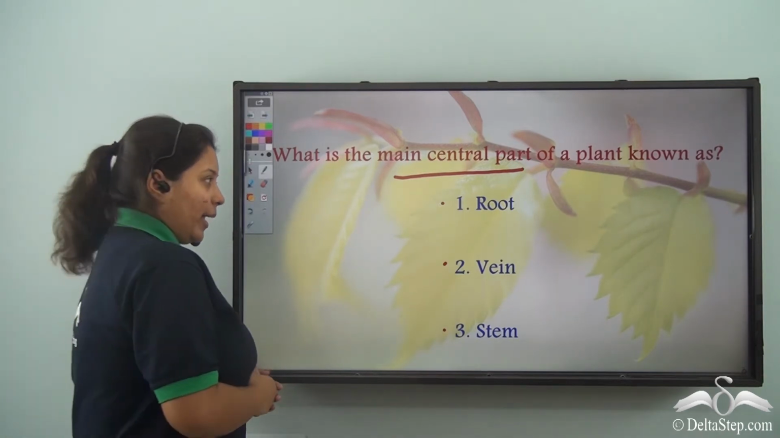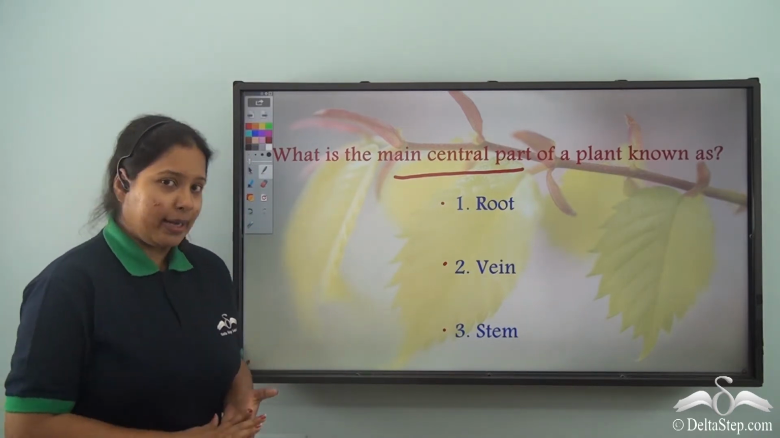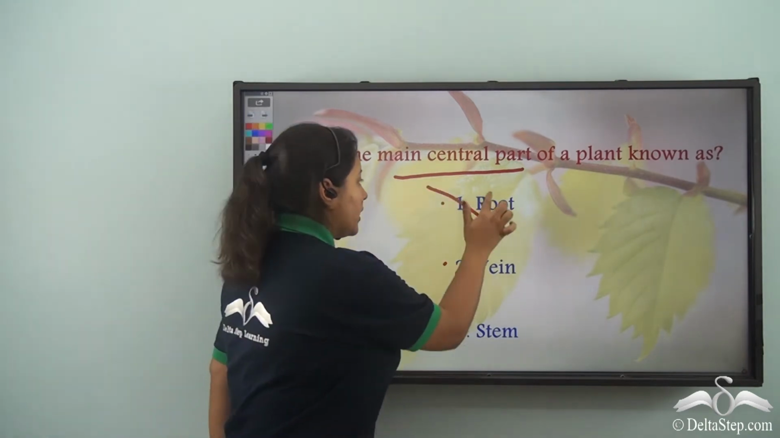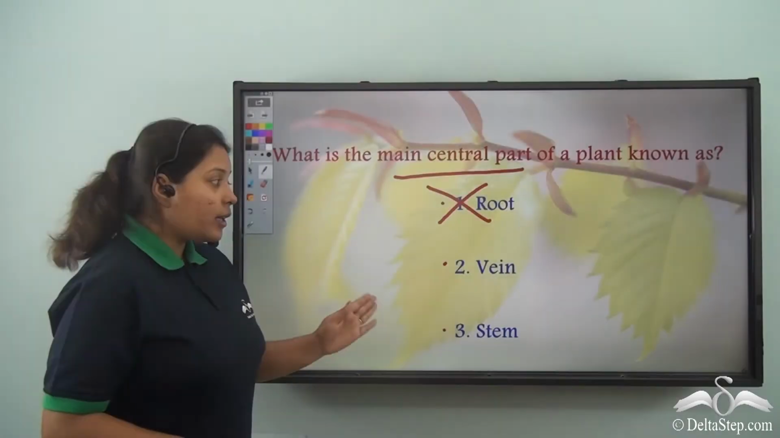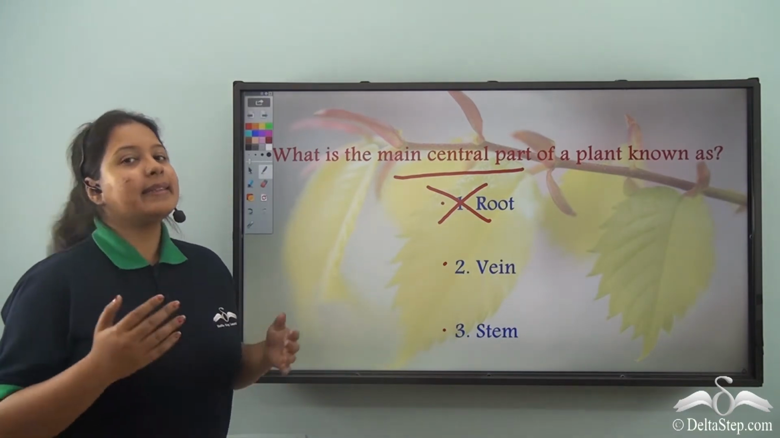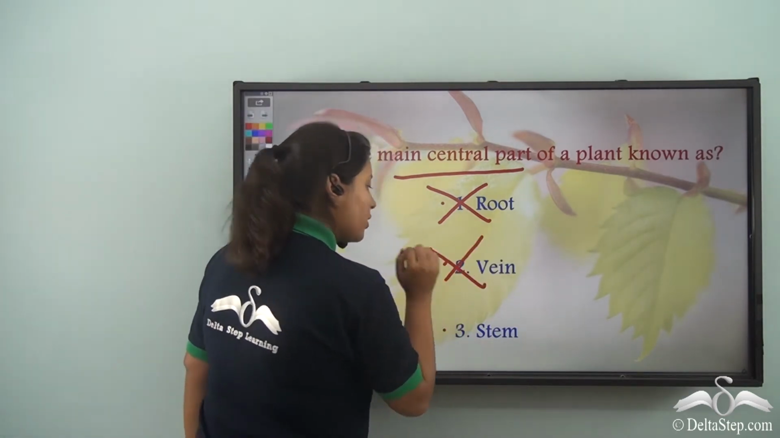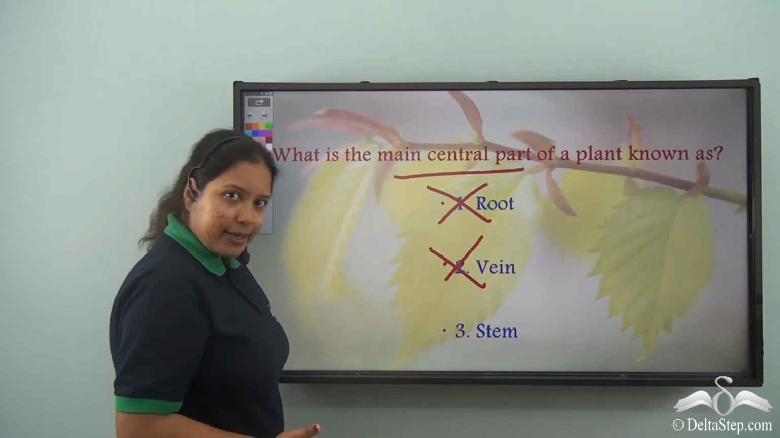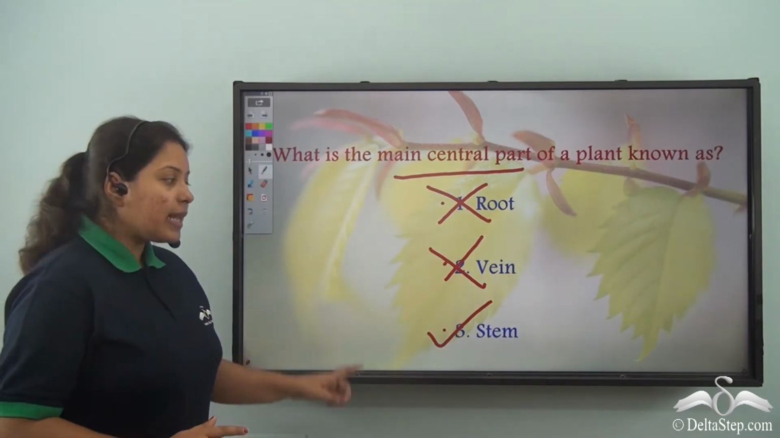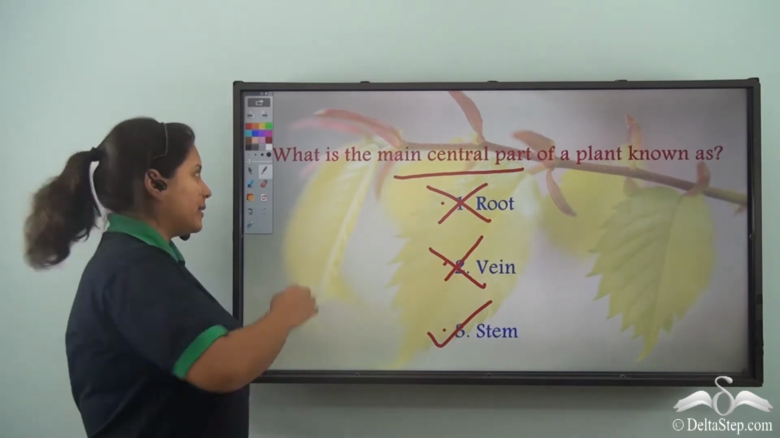Let me tell you. Well, option 1 is the root which stays underneath the soil. So this is not the central main part. So root is a wrong option. The second option is vein. So if you see, vein is present in the leaves. So it is not the main central body part. It's a wrong option. So what is the correct option? The correct option is the stem. Stem is the main central body part of our plant friends.